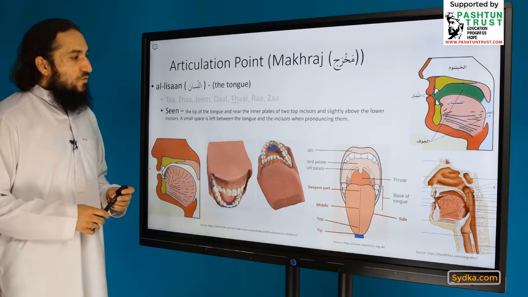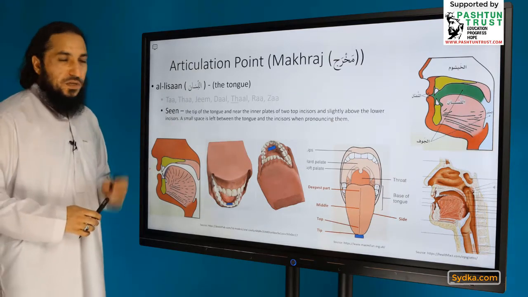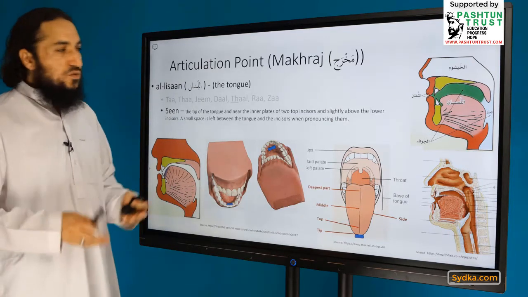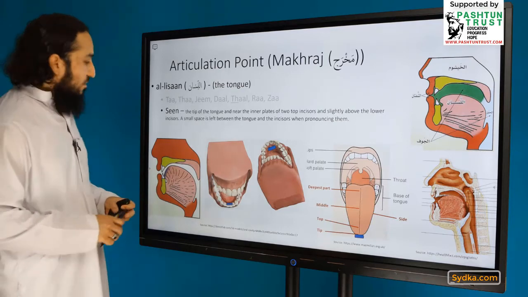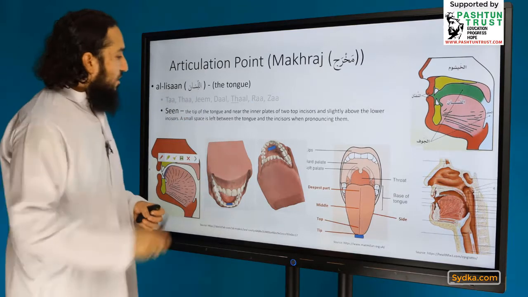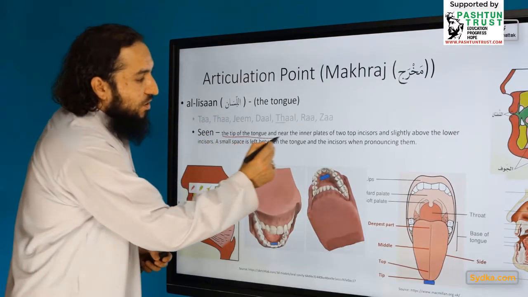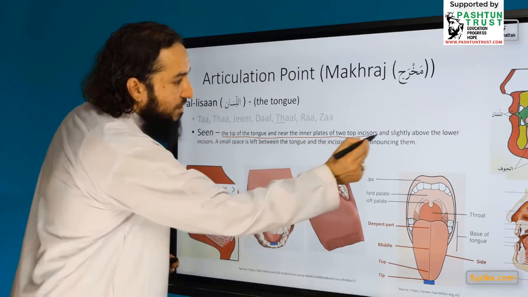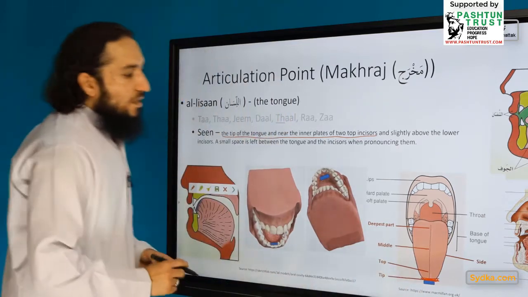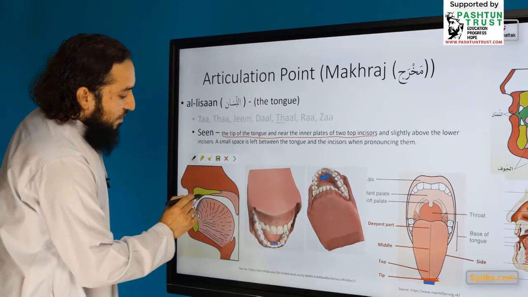Al-lisan is the makhraj for it, the articulation point, and its articulation point is similar to that of za, but the sifat is different, so that will make a different sound. I'll just read that through and then explain it practically. The tip of the tongue, near the inner plates of the top two incisors. So the tip of the tongue is used, near the inner plates of the top incisors.